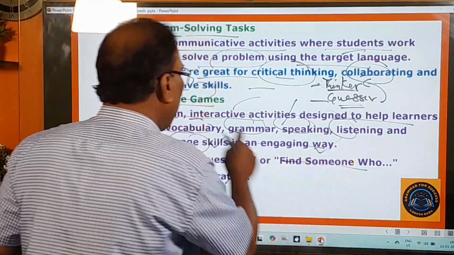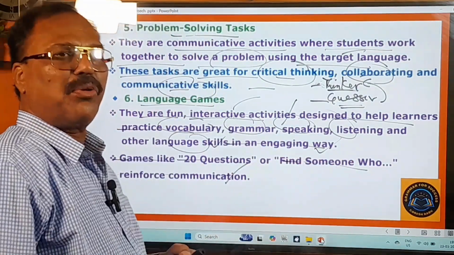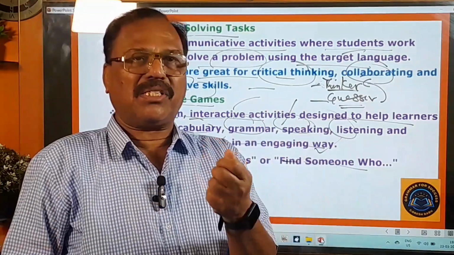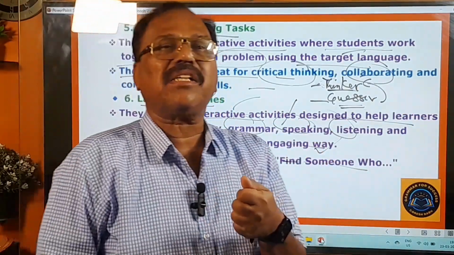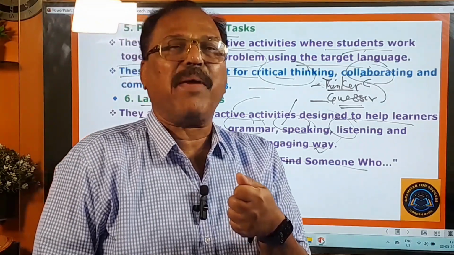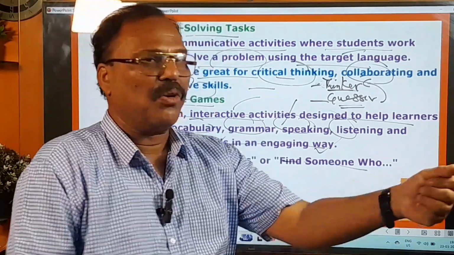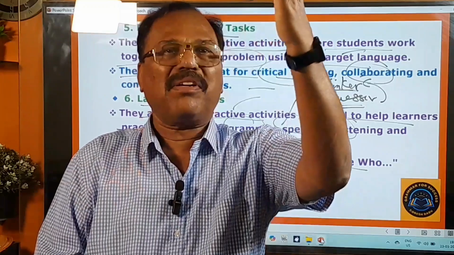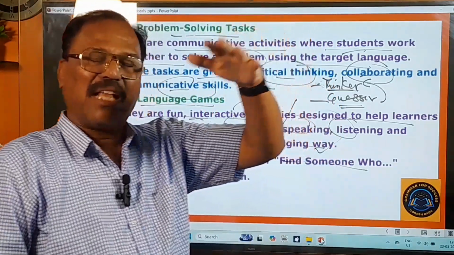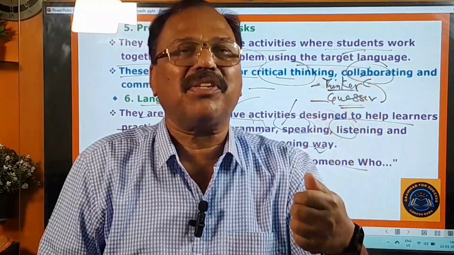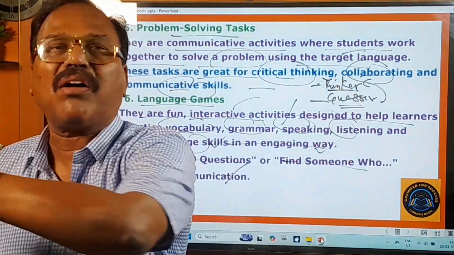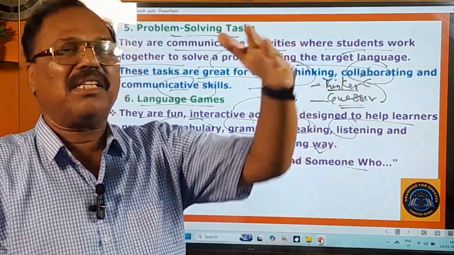And another language game is also there: Find Someone Who. All the students are given some lists. One student will be walking around the class and says, find someone who has just returned from space to the earth. Then he will go around the class, and somebody will say, it is Sunita Williams or something like that. Again, he asks, find the movie which has received 7 Oscar awards. He will walk around the class, and somebody will say, it is so and so.